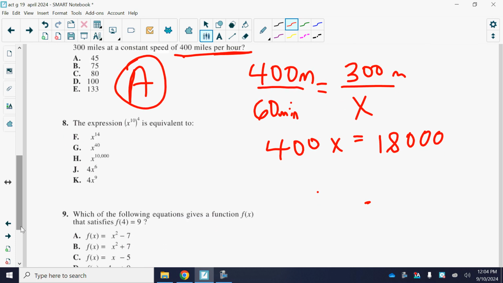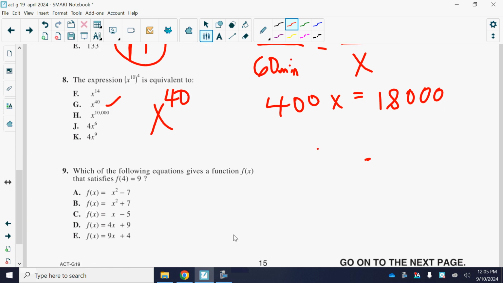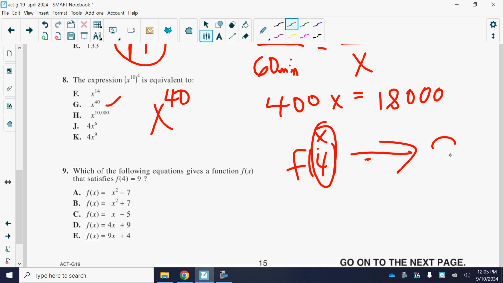Number 8 is power to a power. So what do you do when a power is raised to a power? You multiply. Answer G. 9 is function notation. F of 4 means when I replace X with 4, I get the answer 9.